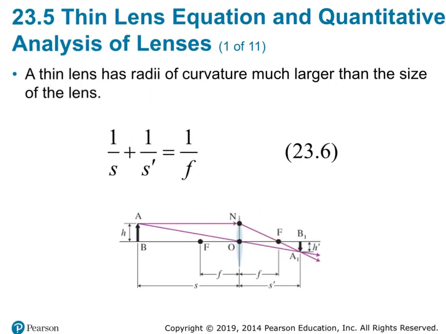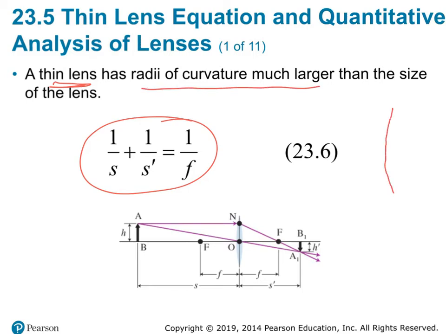Let's talk about the thin lens equation. A thin lens is called a thin lens because its radius of curvature is much larger than the size of the lens. So it's a very gently curving lens, and the thickness of the lens, this thickness right here, if you call that T, is much, much less than the radius of the lens. So that's why it's called a thin lens.